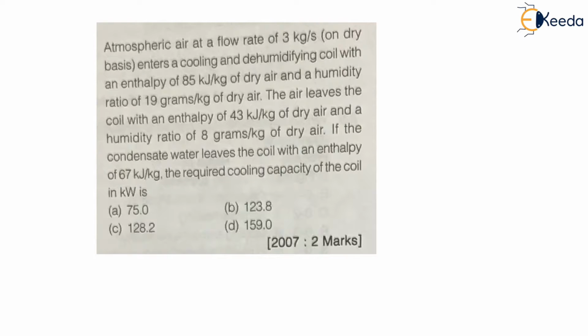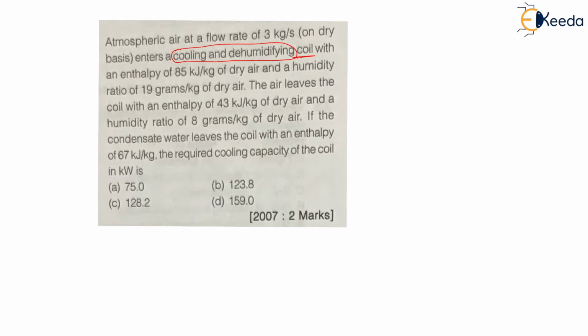The process is given here. We can say cooling and dehumidification means cooling coils are used. Here it is also mentioned cooling coils. Now the air enters the cooling and dehumidification coil with an enthalpy of 85 kilojoule per kg. Now let us observe this. Let us say there is a cooling coil.